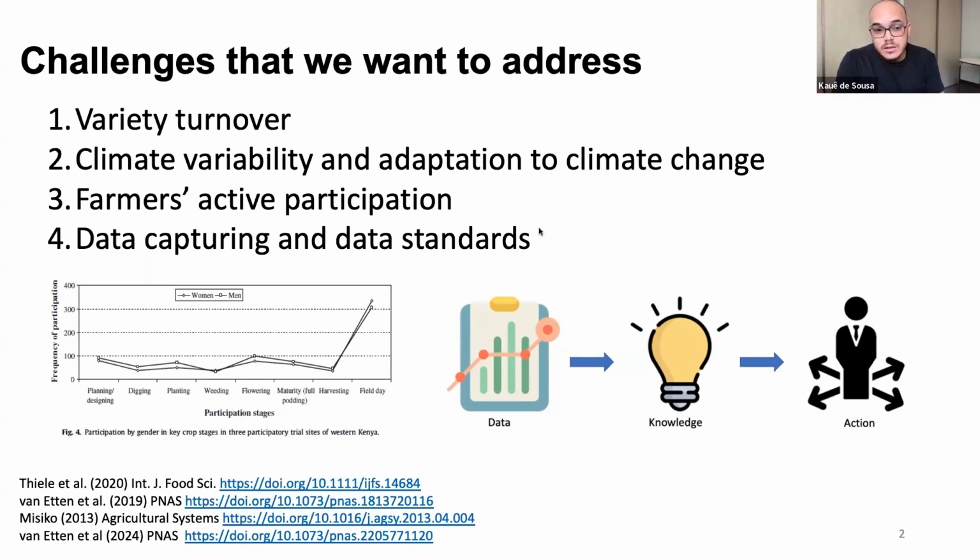So my personal belief now is that issue number 4 is one of the big ones, because without addressing issue number 4, you cannot properly address issues number 1, 2, and 3. That's why I made it clear on the figures: the participation of farmers, and also how you can use data to guide your decisions in a data-driven way.